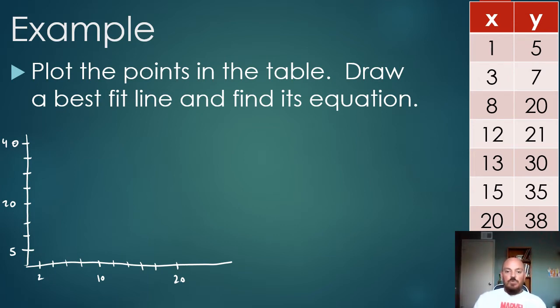And now I'm going to plot the points. So let's do (1, 5), which would be about here. (3, 7): over 3, up 7. (8, 20) is going to be here. (12, 21) would be about here. (13, 30).